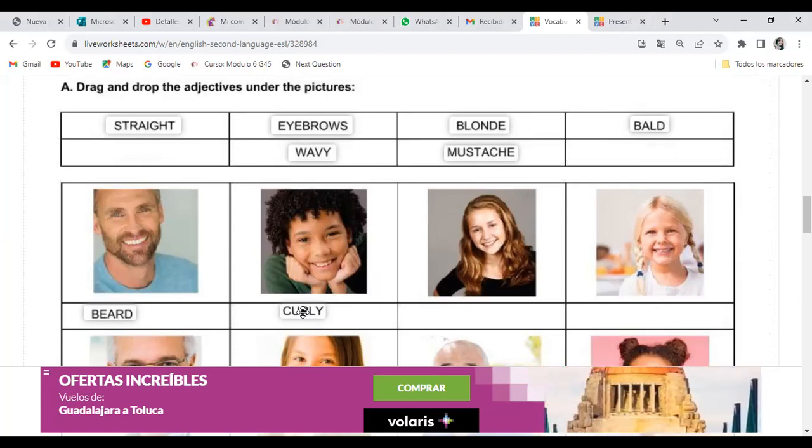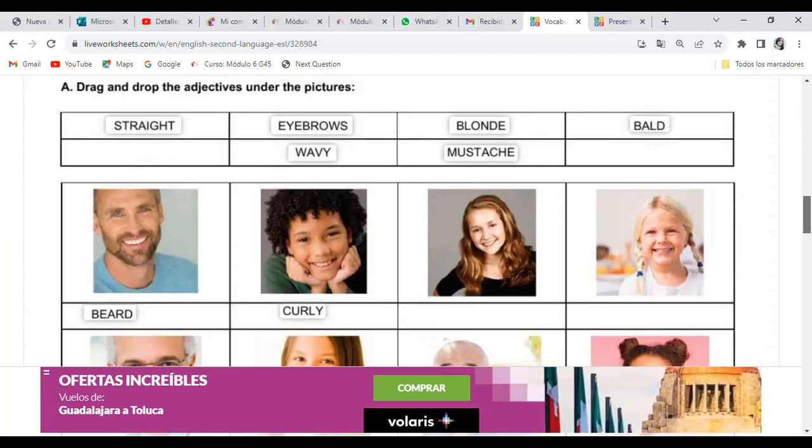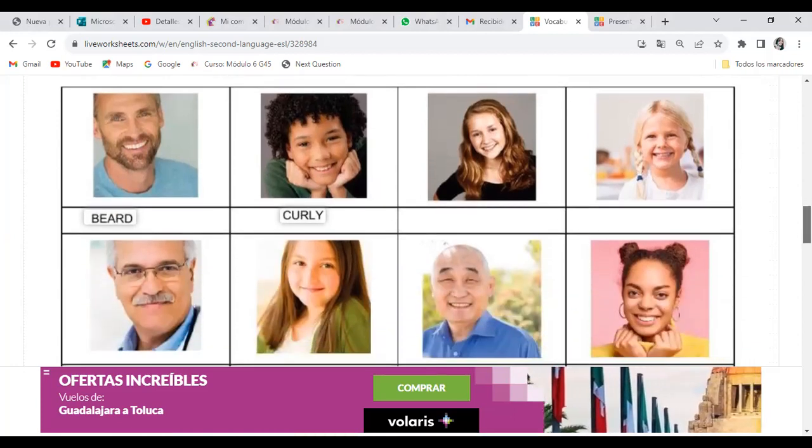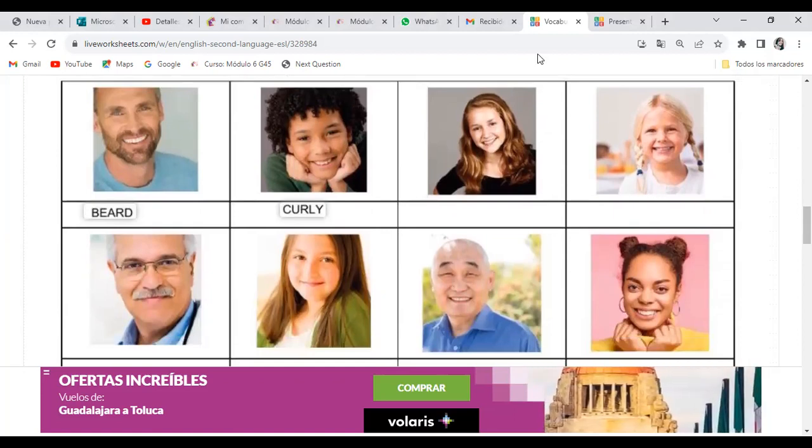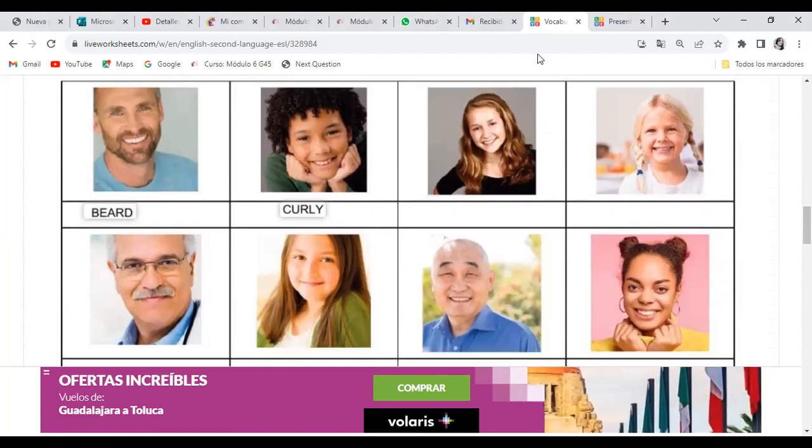Bueno, ahora vamos a ver a la siguiente chica. Bueno, es una niña también. Y vean, se distingue de las demás niñas porque ella tiene el cabello ondulado, un poco, no muy ondulado, pero sí lo tiene ondulado.